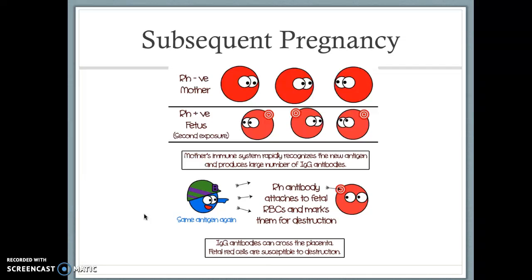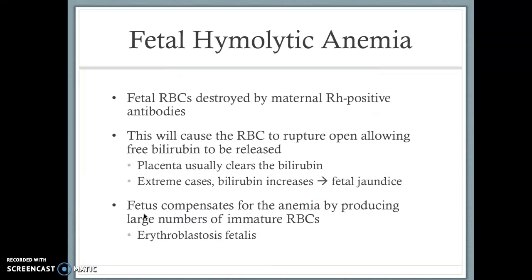The mom's immune system recognizes the antigen on the RH positive red blood cells and produces a large number of antibodies that attack the red blood cells and mark them for destruction. So the fetal red blood cells are destroyed by the maternal antibodies, and that causes the red blood cells to lyse, and when they rupture open, it frees bilirubin. The placenta usually can clear the bilirubin, but in extreme cases, the bilirubin level increases greatly, and the babies are born jaundiced.